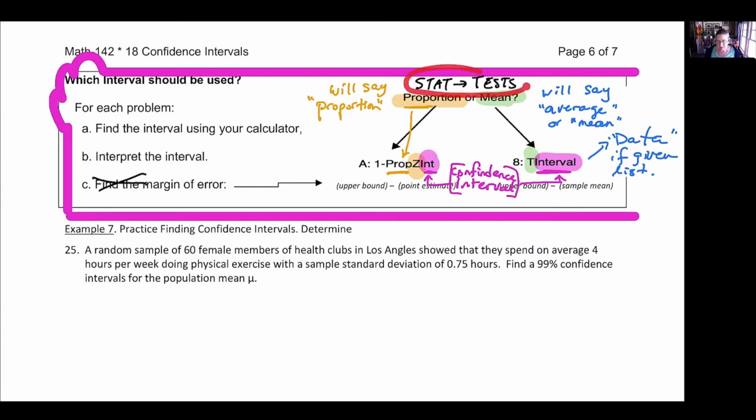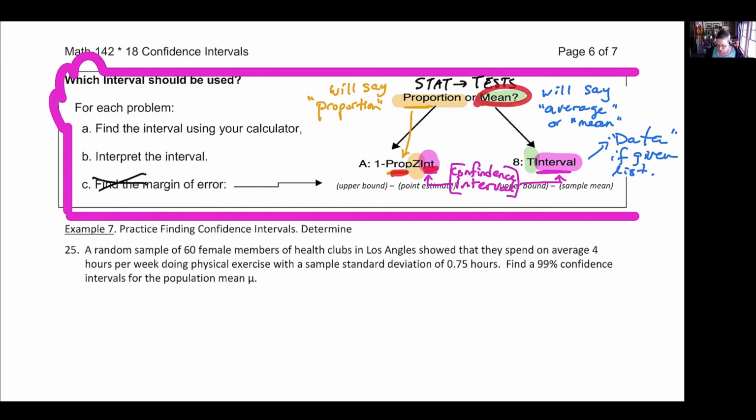These are all under stats and tests, so you need to determine, first of all, is it a proportion or is it a mean? If it's a proportion, it will say proportion. And that tells you to use 1-PropZInt. Again, prop stands for proportion. Interval stands for confidence interval. The z, there's something to be said for the z too, but I'm going to hold off on showing you that. I think you'll notice when we use z and t. For now, just think about these.